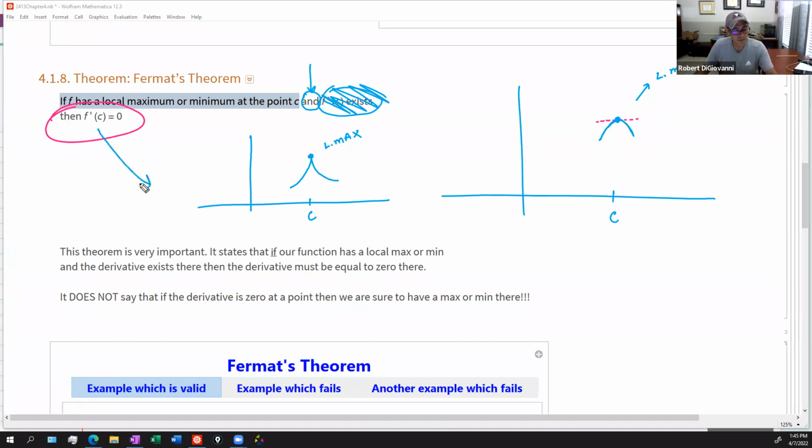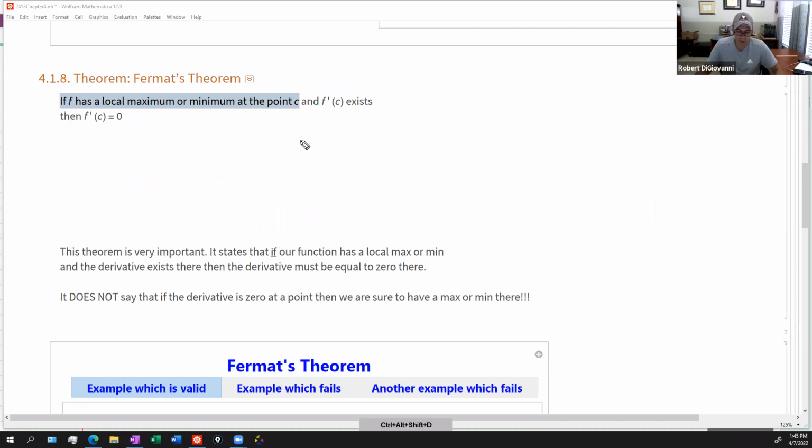That would still be the highest point around there, right? But is the derivative zero there? No, the derivative doesn't exist. So you have to be careful with this theorem. This theorem says if you have a local maximum or minimum and the derivative exists, which means you don't have a cusp or a vertical tangent or a break, then we can guarantee that the derivative is zero. Now, like I said, if that's confusing, that's okay, just hang tight. We're about to have something else. I have a little bit more visual for you.